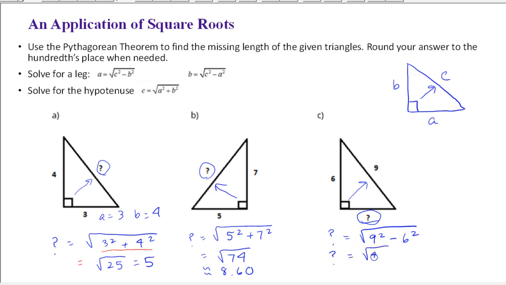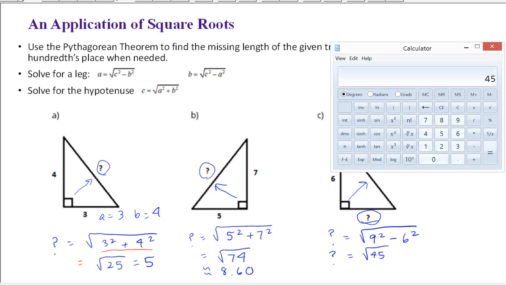And again, 45 is not a perfect square. It's between 36 and 49, so this is going to be between 6 and 7, but let's get a better approximation. I will hit the square root button, and to 2 decimal places, we have an 8 in the thousandths place, so I'm going to round up to 6.71.